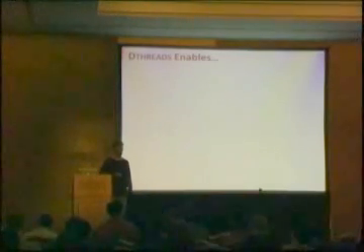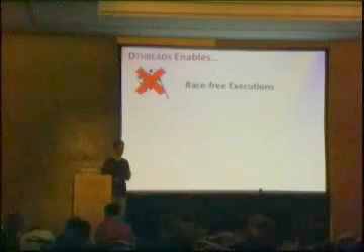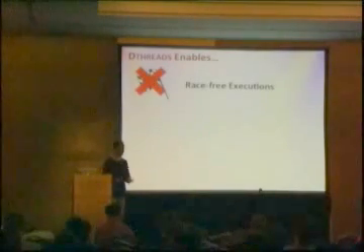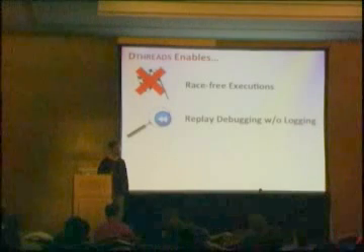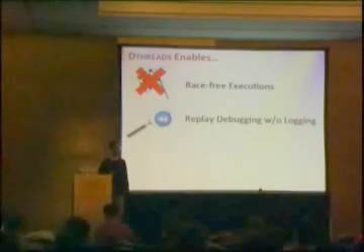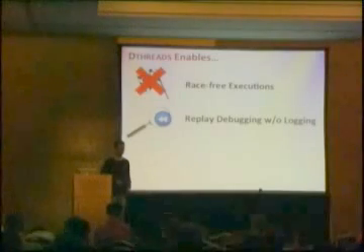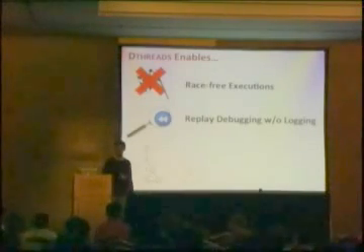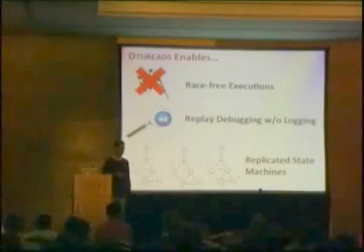Now Dthreads enables a few things. One of them is a race-free execution. A race occurs when you have a non-deterministic output. If you always produce the same output, there's no race. It allows you to do replay debugging without any need to log every memory access. You just checkpoint, roll back, and replay the inputs to the program. And it allows you to do efficient replicated state machines without any need to communicate between servers.